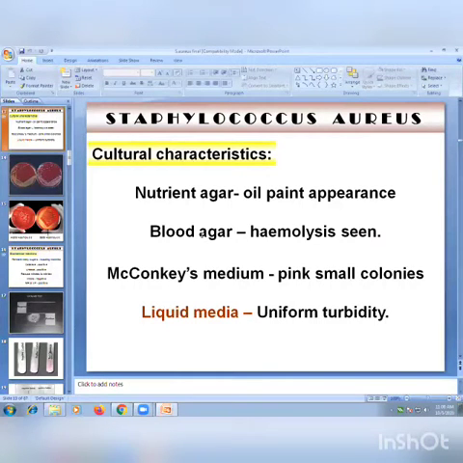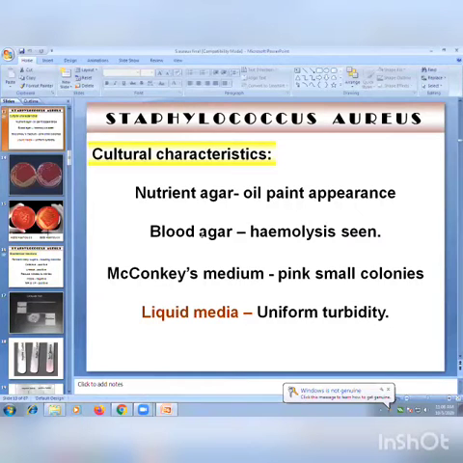After growing on blood agar, hemolysis is seen. It shows beta and alpha hemolysis particularly. Then on MacConkey's agar, pink, small, pinpoint colonies are produced by this organism, and that is because of lactose fermentation. After lactose fermentation, acid is produced. Neutral red indicator is present in MacConkey's agar, and in acidic condition, neutral red is pink in color. That's why pink color colonies are produced by Staphylococcus aureus or any lactose fermenting bacteria. So this one is LF, lactose fermenter, pink color.